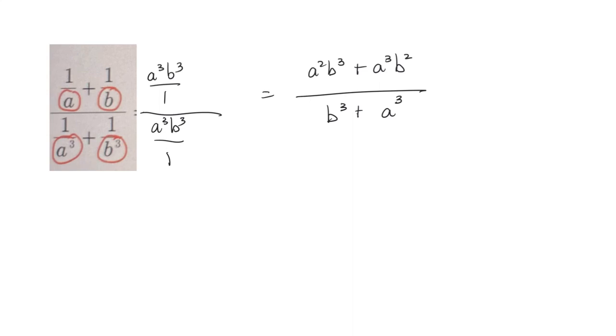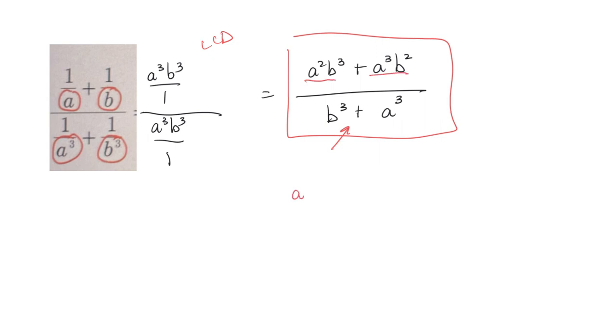Okay, in this question, I've already multiplied by the lowest common denominator and come up with this expression. So now to simplify that, I can see on the bottom I can do a difference or a sum of cubes. On the top, though, the way I can factor that is I'm looking for a common factor. Let me just rewrite it: a squared b cubed plus a cubed b squared.